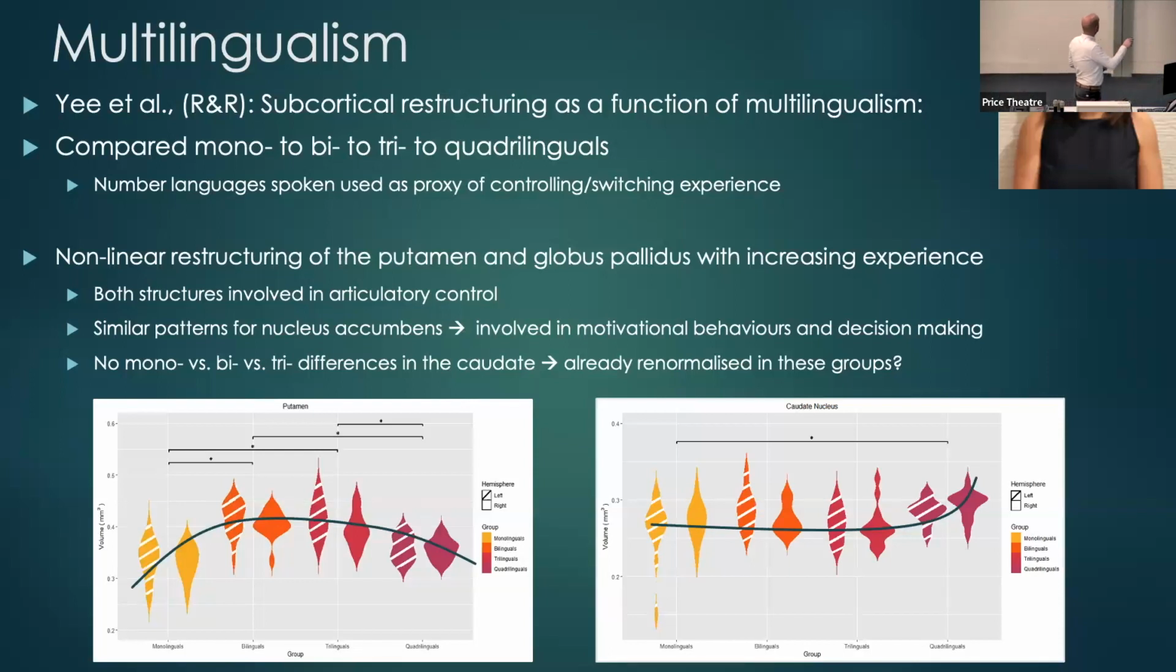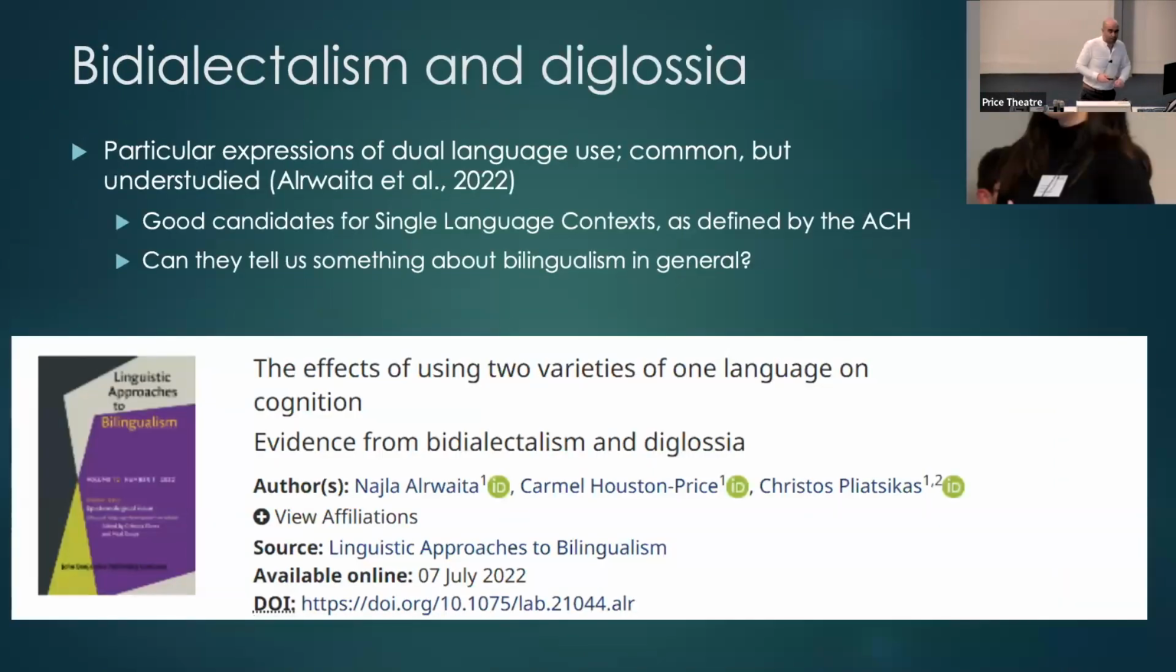Similar patterns for the nucleus accumbens, involving motivational behavior. That's another favorite structure. Let's not go into details. But we didn't find any differences in the cortex for mono versus bi versus trilinguals. And the idea is that these people are very experienced, so the cortex has gone through all this phase of increase and decrease and has renormalized for these groups, at least. Still the beginning, right? And studying multilingualism is a real bugger.